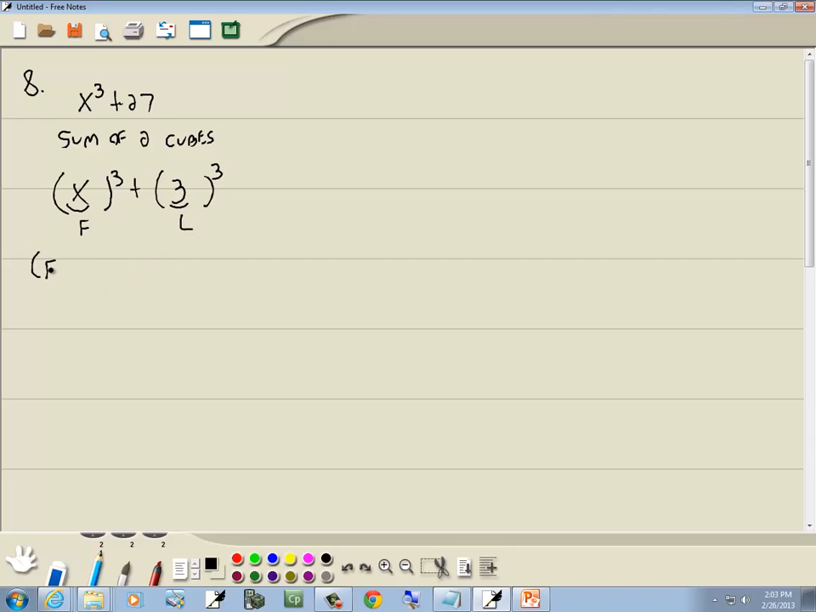And our formula says F plus L times F squared, minus FL, plus L squared. Oops, I messed up my sign.